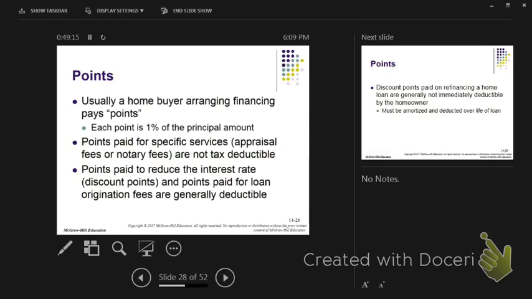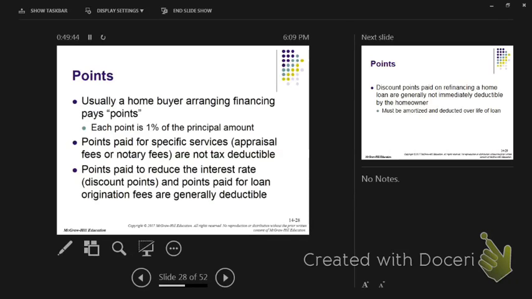So that's what points are. Now, points are not necessarily tax deductible if they're paid for a service. But if you're paying for them to lower your interest rate, if they're on your primary mortgage paid at the first time you take it out, you can deduct them all at the time, right then. So if you pay $1,000, it's tax deductible. If you do it to refinance, then you have to spread it over the life of the loan.